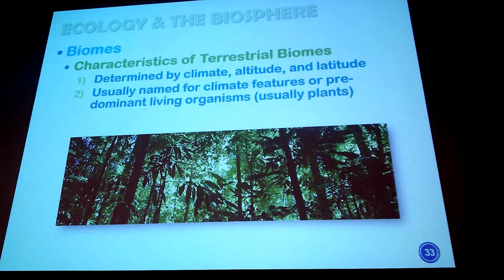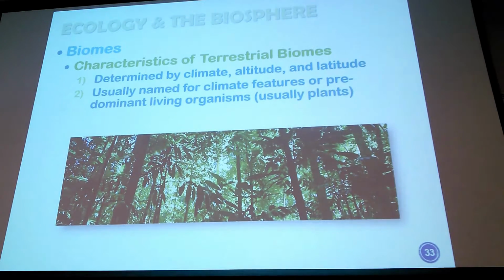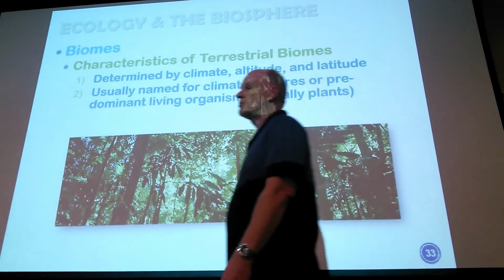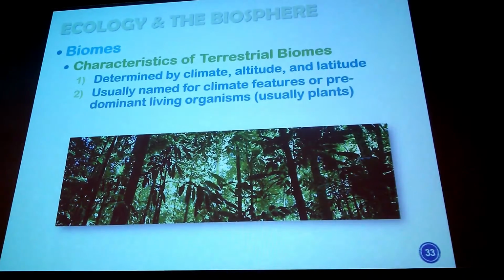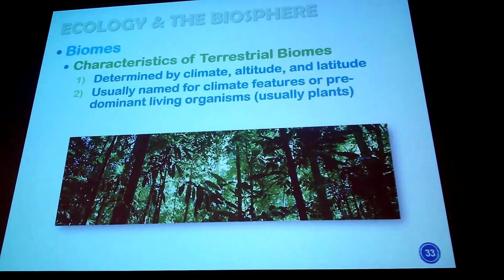Biomes are usually named for climate features or predominant living organisms, usually plants. We could talk about tropical rainforests. That's a climate feature. The desert, more of a climate feature. Coniferous forests are named after conifers. That's a predominant plant.